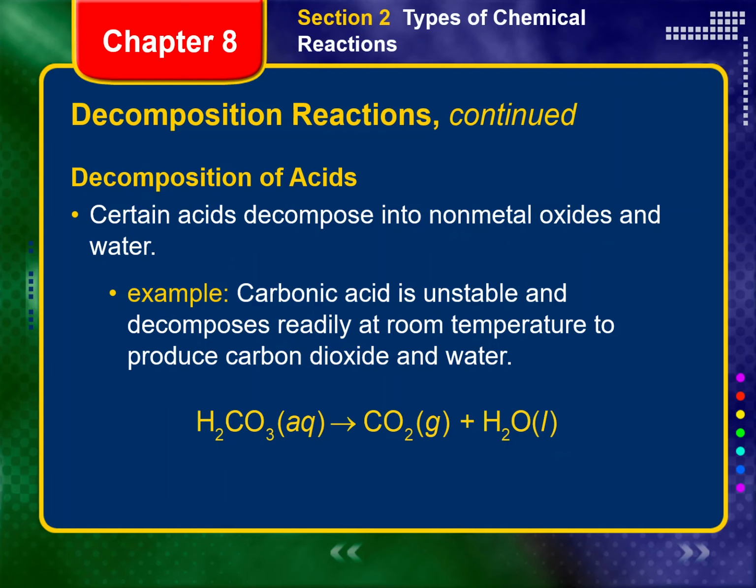Certain acids decompose into nonmetal oxides and water. Carbonic acid is unstable and decomposes readily at room temperature to produce carbon dioxide and water, according to the equation at the bottom of your screen here. When heated, sulfuric acid, as another example, decomposes into sulfur trioxide and water. And sulfurous acid, which is H2SO3, decomposes in a similar fashion.